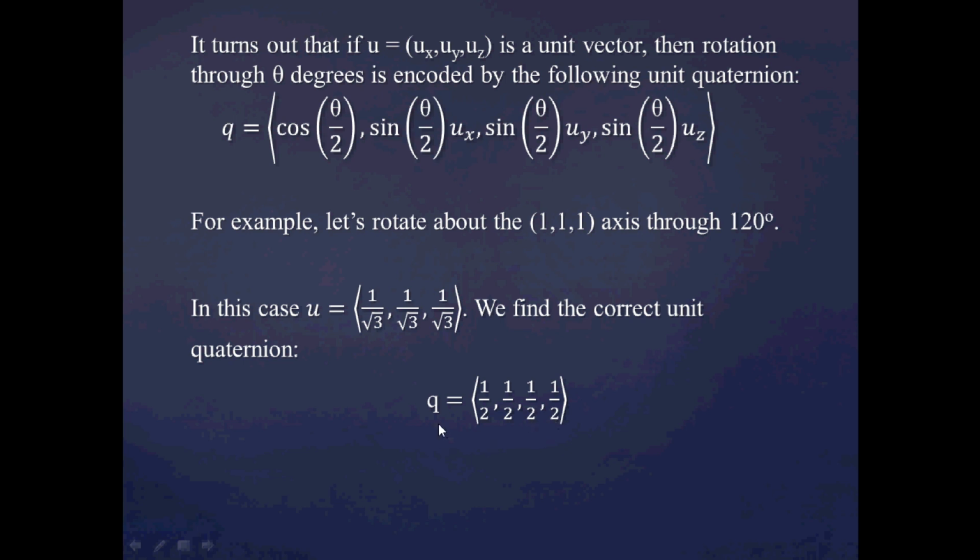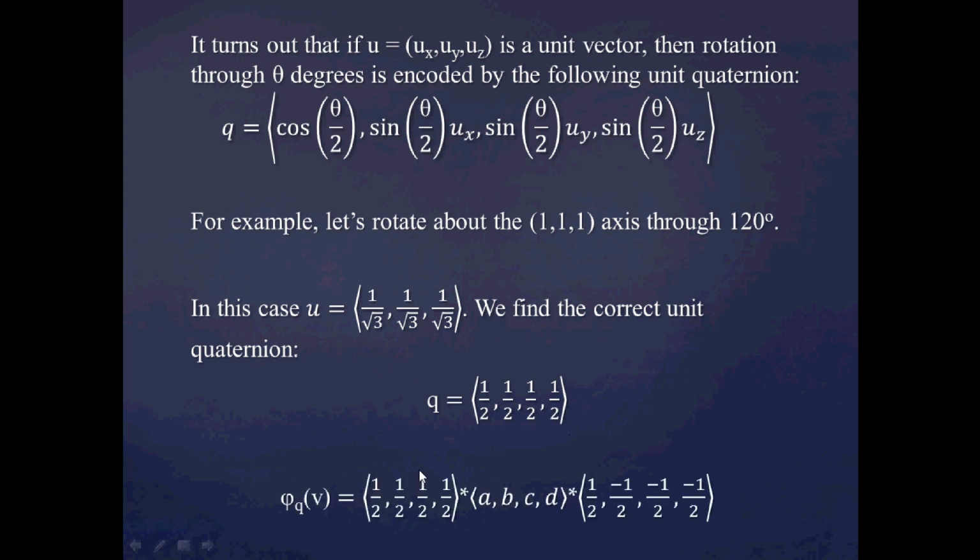So it turns out that the unit quaternion we're going to select to do this job of rotating about 1, 1, 1 through 120 degrees is going to be the following quaternion: 1/2, 1/2, 1/2, 1/2. And now, what do we do? We just plug it in to the corresponding rotation function. We do that q, v, q inverse operation. So here I have q multiplying out on the left. I have some arbitrary input vector, let's say a, b, c, d. And then I multiply on the right by the conjugate, or the inverse of q.